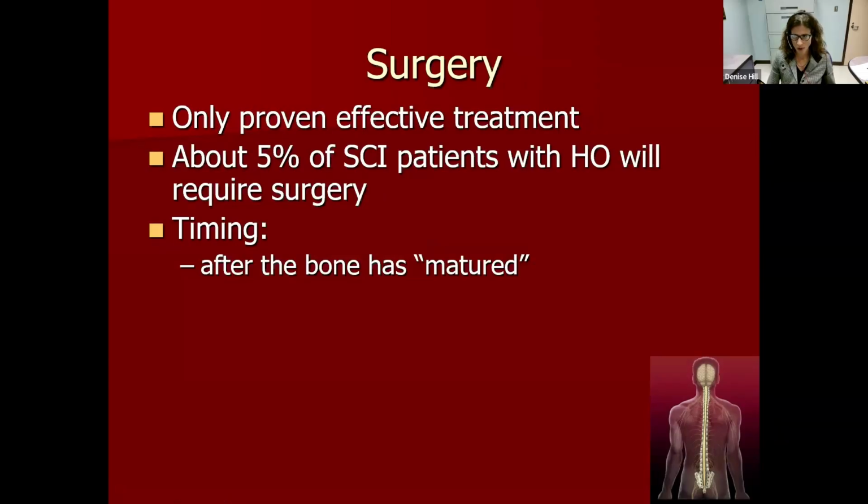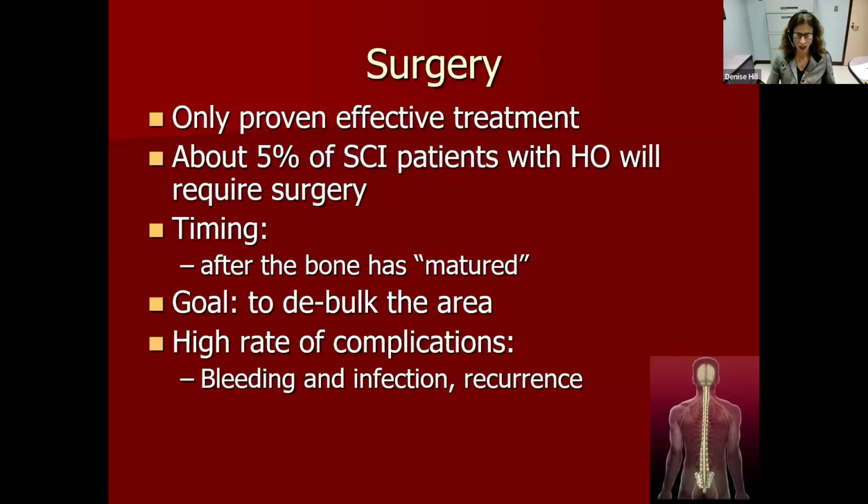Usually the bone has to mature and stop growing, stable on X-ray. Lab work doesn't show any inflammation anymore. The surgeons want to debulk the area, but there's a high rate of complications. These patients lose a lot of blood, and then sometimes the HO recurs.